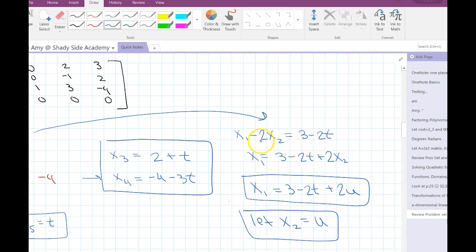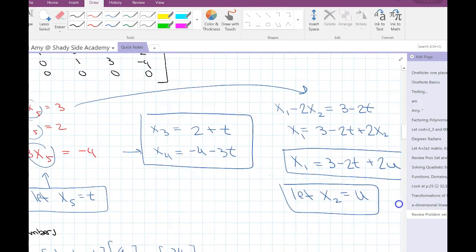And then I notice here that when I solve for either x sub 1 or x sub 2, I have to incorporate yet another parameter, because x sub 2 is also a free variable, or what you call a parameter. So I said, okay, x sub 1 will equal 3 minus 2t plus 2x sub 2. Let x sub 2 be some number u. So x sub 5 and x sub 2 are my 2 free variables. Then I have x sub 1 equals 3 minus 2t plus 2u.